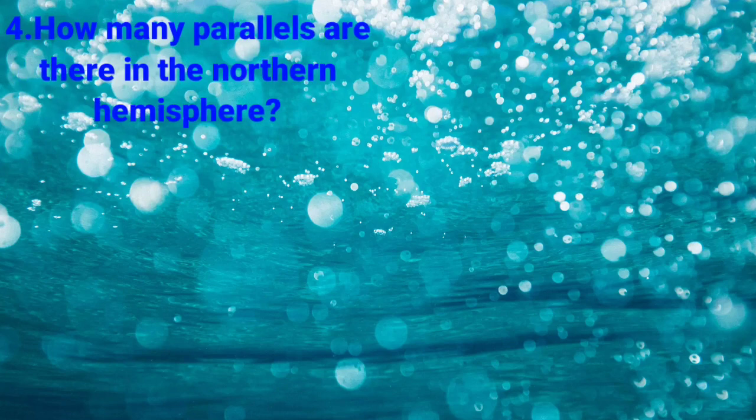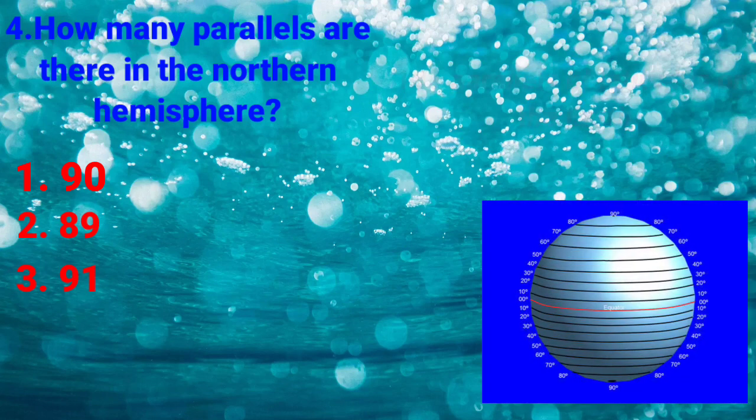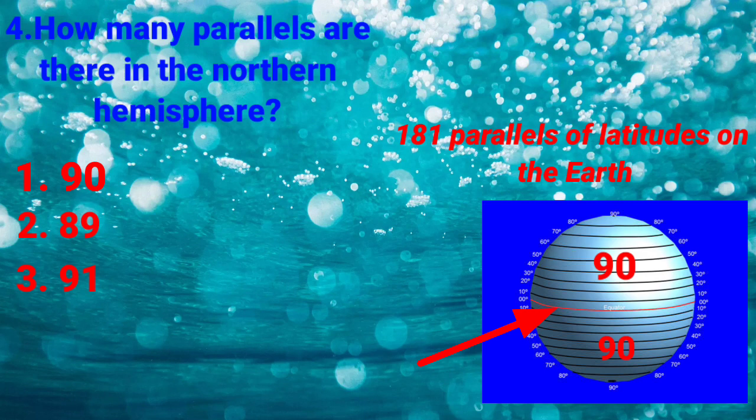Question number 4. How many parallels are there in the northern hemisphere? Option number 1, 90 parallels. Option number 2, 89 parallels. And option number 3, 91 parallels. We saw that there are 181 parallels on the earth. 90 parallels in the northern hemisphere, 90 parallels in the southern hemisphere, and 0 degree is the equator. That means the correct option is 90. There are 90 parallels in the northern hemisphere.